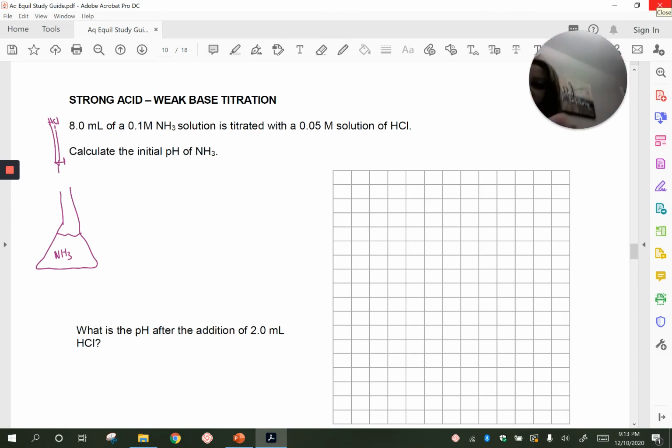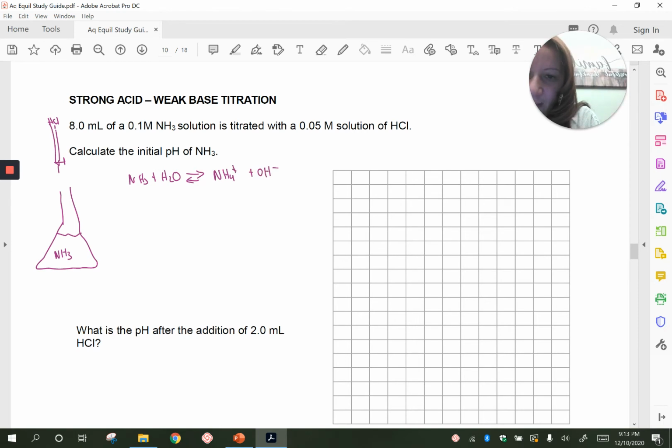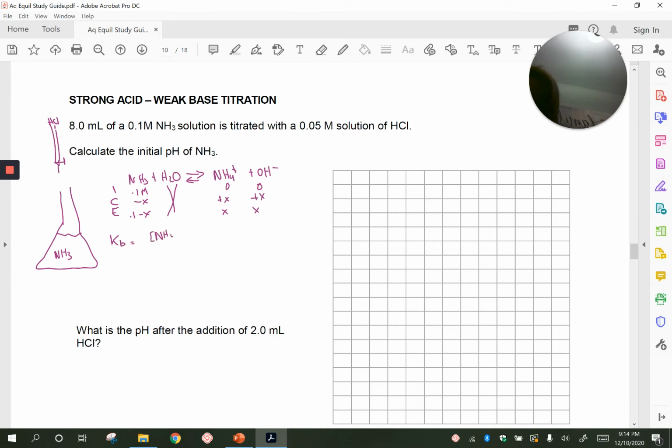So let's do that. So NH3 with water partially ionizes to give NH4 plus and OH minus. We're going to do an ice chart. So this is 10th molar. Don't care about the water. 0 and 0, minus X, plus X, plus X, 0.1 minus X, X, and X. So this is a base, so we're going to write our Kb expression. It is the concentration of the NH4 plus times the concentration of the OH minus over the concentration of the NH3.